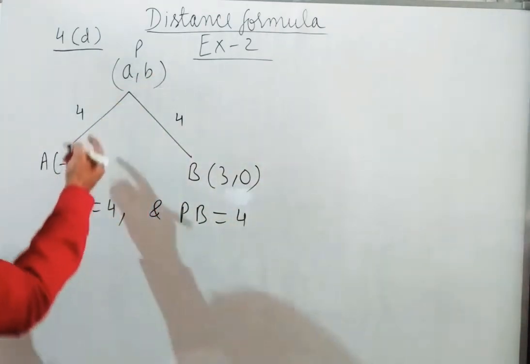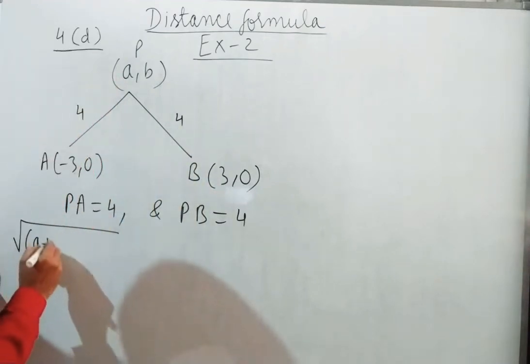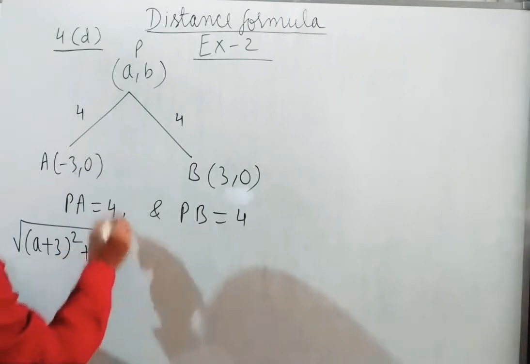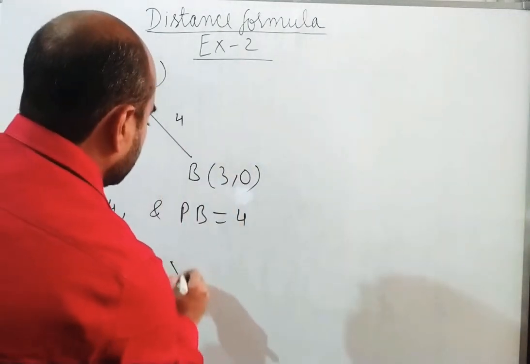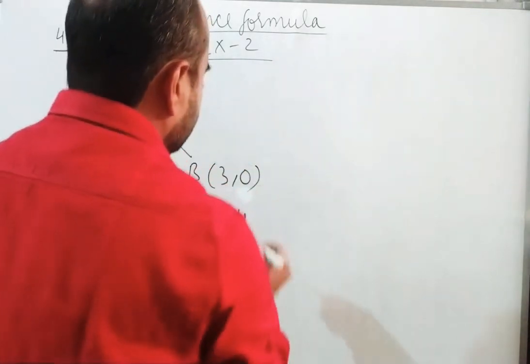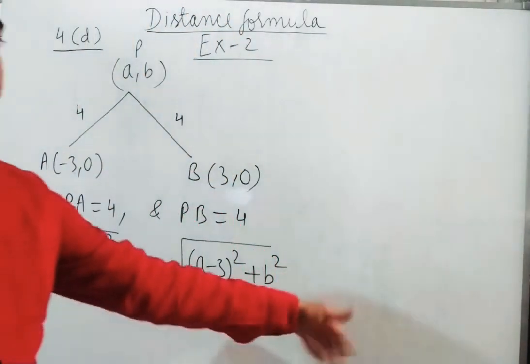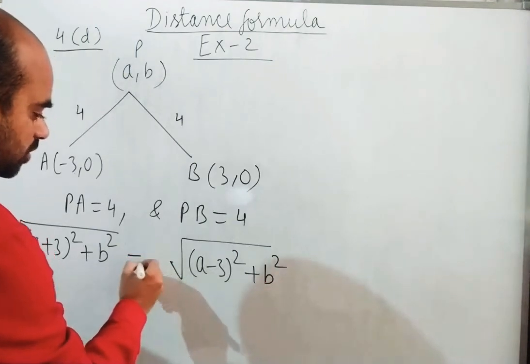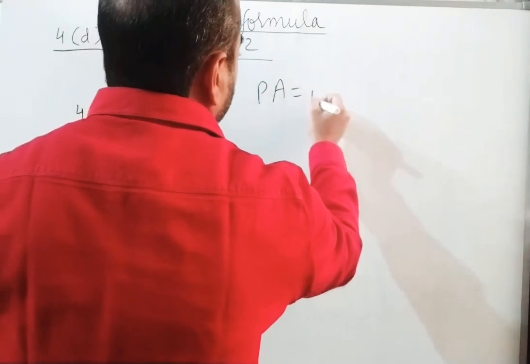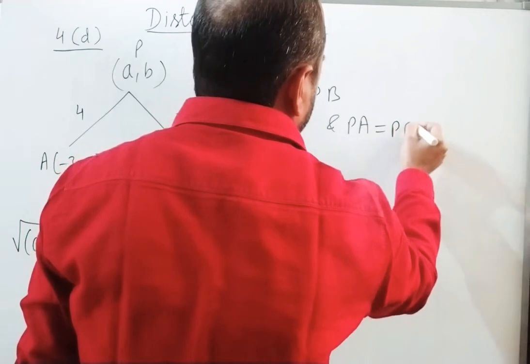So first calculate PA. PA will be what? Under root (A minus minus 3, that is A plus 3) whole square plus (B minus 0, that is B) square. This is PA. PB will be under root (A minus 3) whole square plus (B minus 0, that is B) square. So both are equal to 4 and both are equal to each other also or not? See, PA is equal to PB and PA is equal to PB is equal to 4.